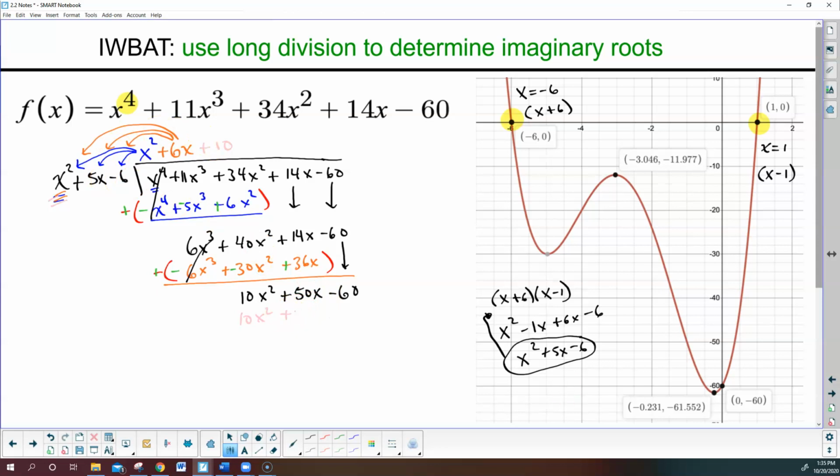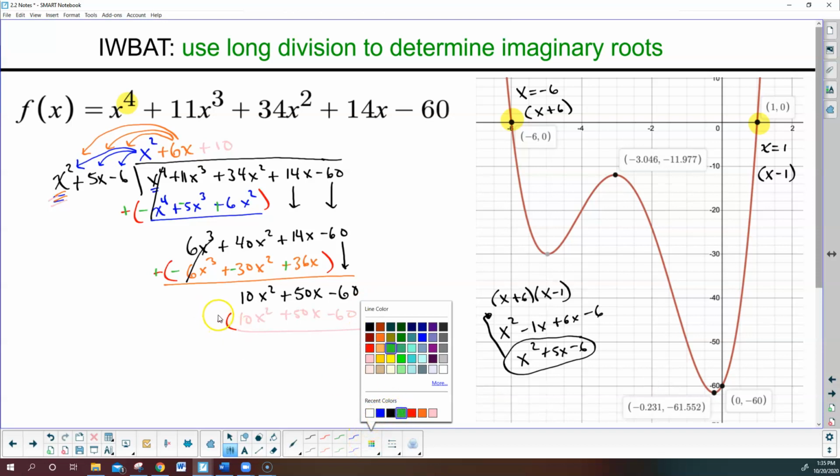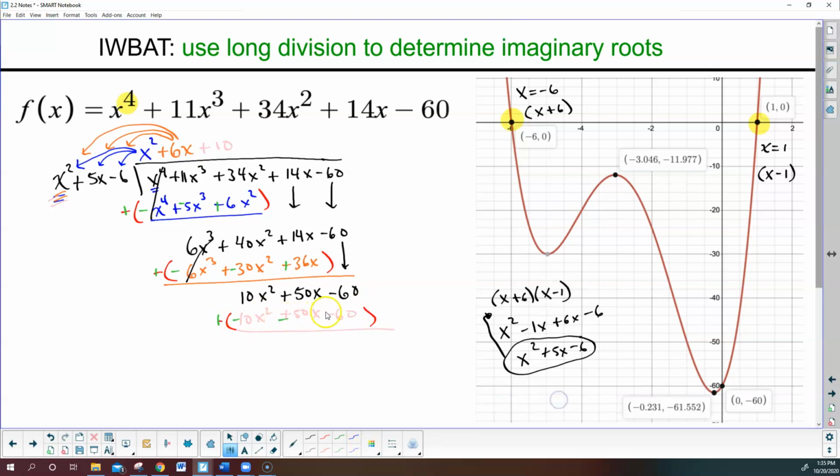And you should notice something, hopefully. We're going to subtract, which is really adding the opposite of each piece. And notice the x squareds go away. 50x minus 50x goes away. Negative 60 and 60 goes away. I'm left with a remainder of 0, which means that this trinomial divided perfectly into it, which is why I have two real solutions.